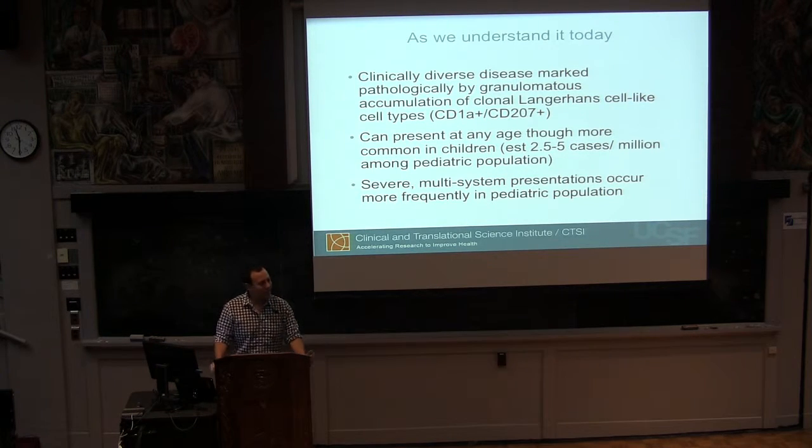We've seen cases in neonates as well as in older populations. It is more common in children, and thus it's considered a pediatric oncology disease. The estimated rate is about 2.5 to 5 cases per million in the pediatric population, so a fairly rare disease. Interestingly too, and what got me interested, is that in terms of different presentations, we see this really severe multi-system disease that tends to be more common in the pediatric population as well, for reasons we don't know.